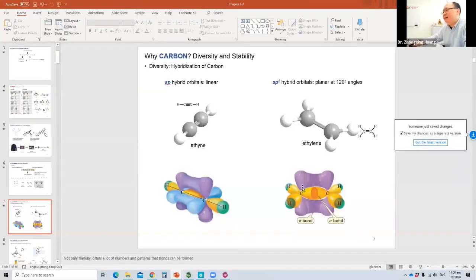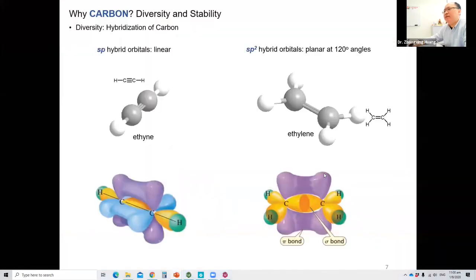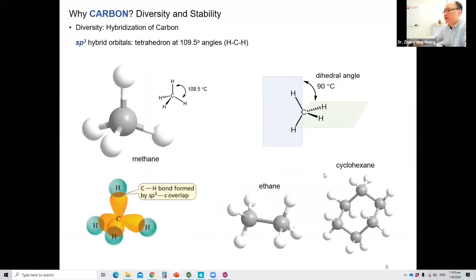Then we also have, which is very important in organic chemistry, the sp3 hybridized orbitals. Now you have 4 substituents, and this is, as you might already know, a tetrahedron, right? And you have 2 planes in this molecule. If you look at hydrogen, carbon, hydrogen, this is one plane, and this hydrogen, carbon, and this hydrogen is another plane. It has a dihedral angle of 90 degrees.